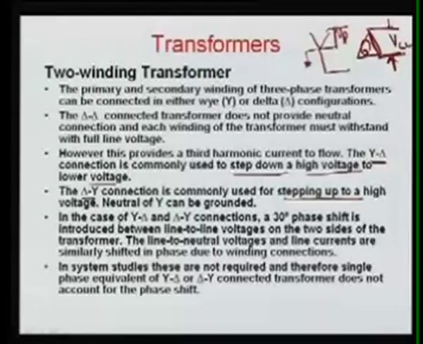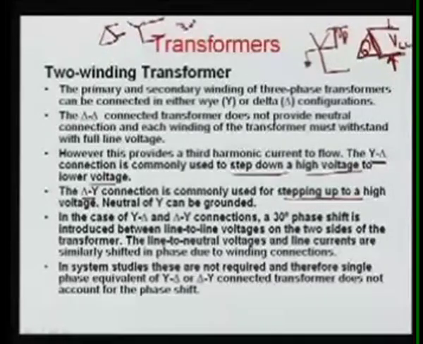In the case of star delta or delta star connections, a 30 degrees phase shift is introduced between the line to line voltages on both sides. Means if you are using star and delta, the line to line voltage here and the line to line voltage here, there will be a 30 degrees shift, and again it depends upon star to delta and delta to star, but there will be a 30 degrees shift between the two sides.